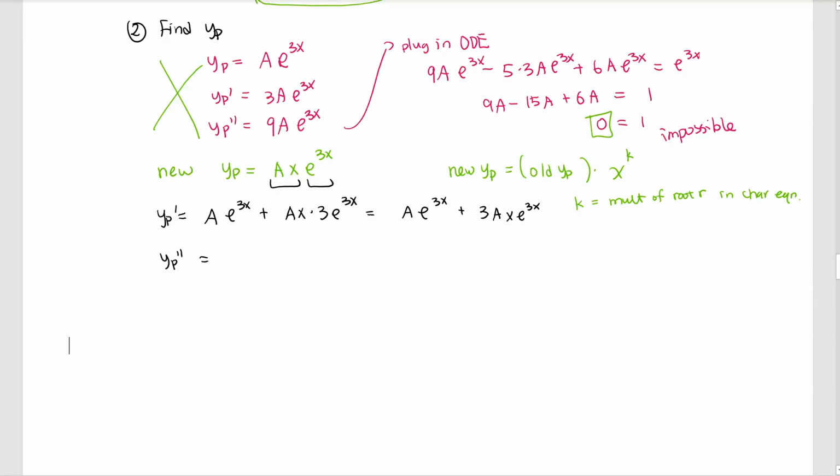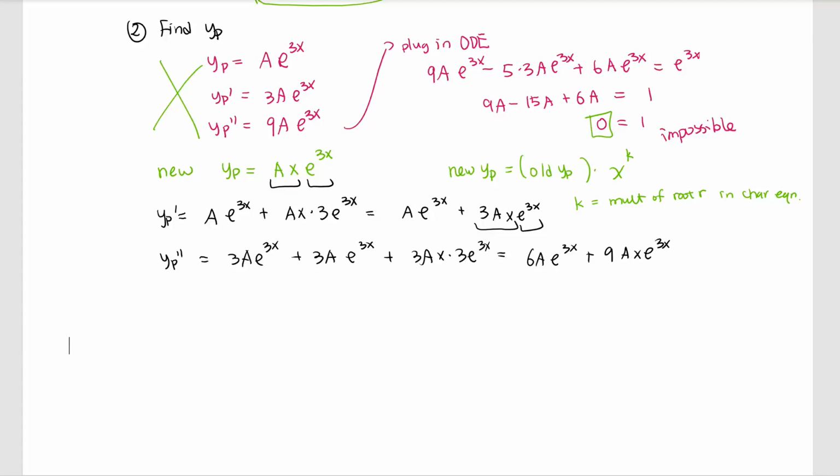Okay, so yp prime is 3a e to the 3x. And then there we have the product rule. The derivative of the first guy, which is 3a e to the 3x, and then the derivative of the second guy is another 3 e to the 3x. Okay, let's combine them. So we have 6a e to the 3x plus 9ax e to the 3x. So far, so good, everybody?